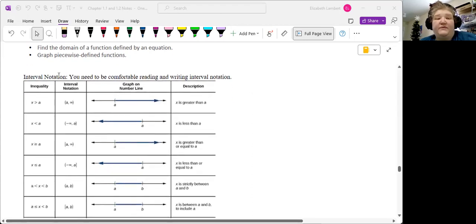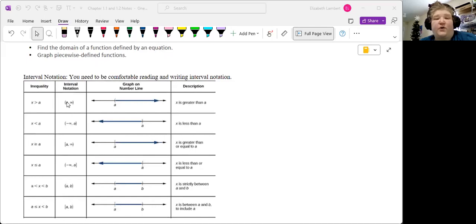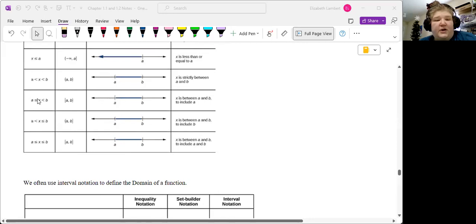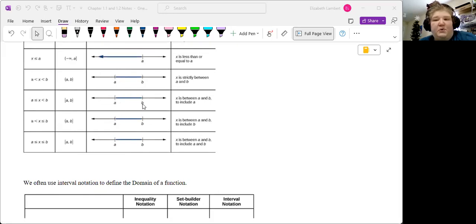So the book had two lovely tables. This one is an inequality. So we read that as x is greater than a. In interval notation, that's from a to infinity. If we graphed it, they put a parenthesis, or you could put an open circle, to infinity. And in words, x is greater than a, etc., etc. So notice on our equals, we're going to put brackets. Unequal is going to be parenthesis.